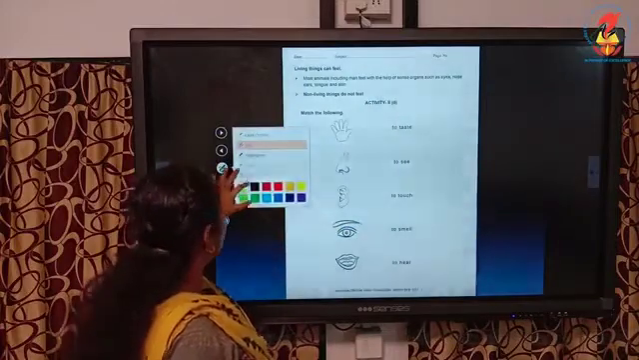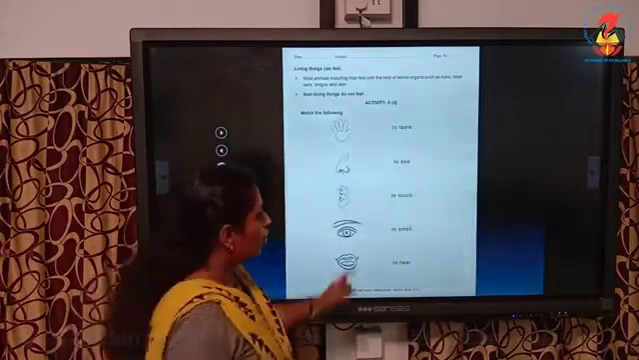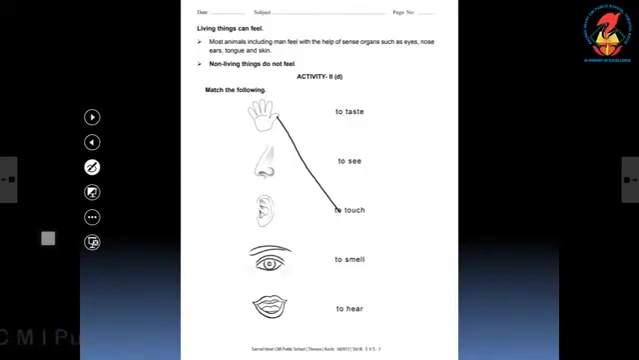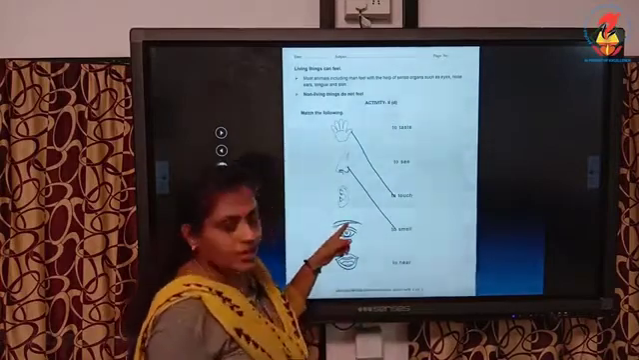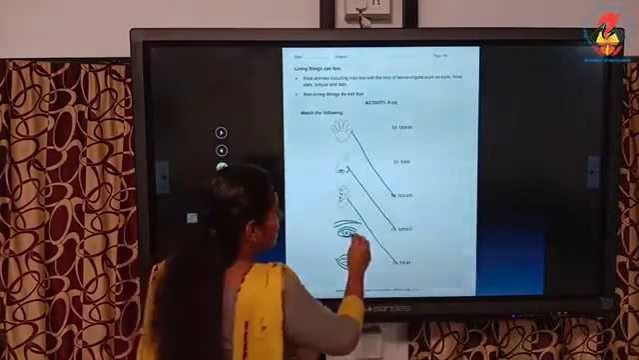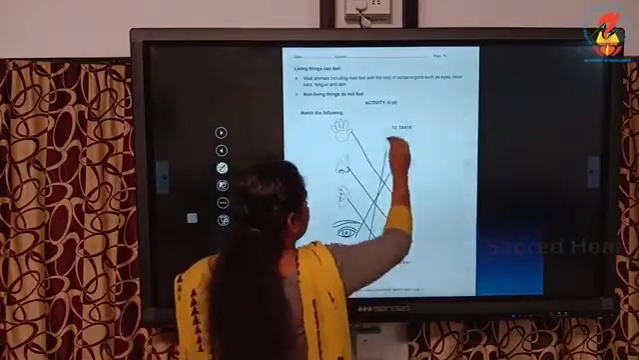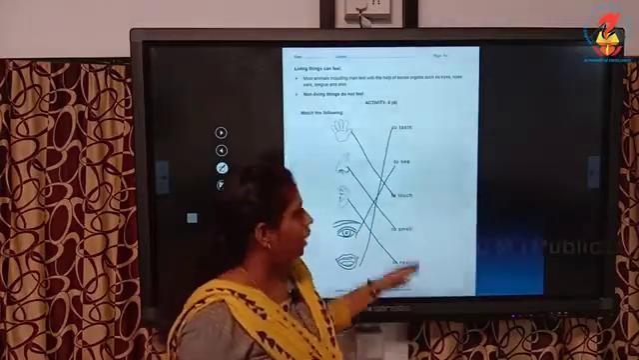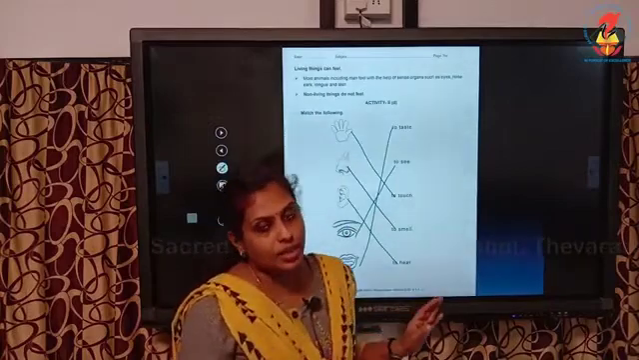It will be easier and you would have done it in your lower classes as well. With your hands what do you do? You touch. So just draw a line to it. With your nose what do you do? You smell. With your ears you hear. With your eyes you can see. With your tongue you can taste. Any method you can follow, you can either put 1, 2, 3 accordingly or you can draw the lines and do the matching. So with this we end this video.